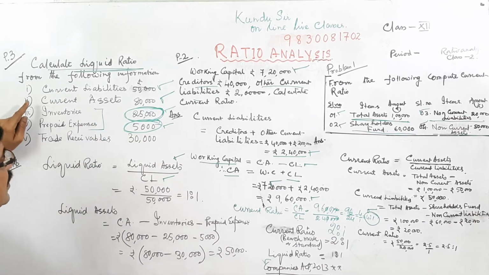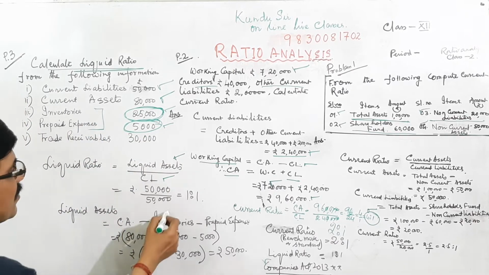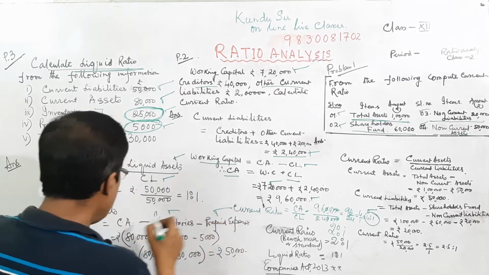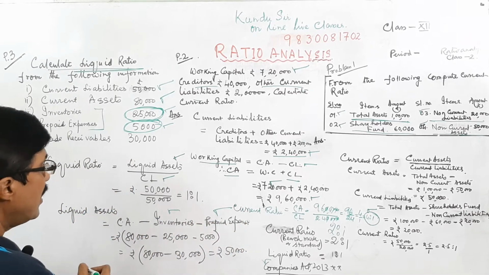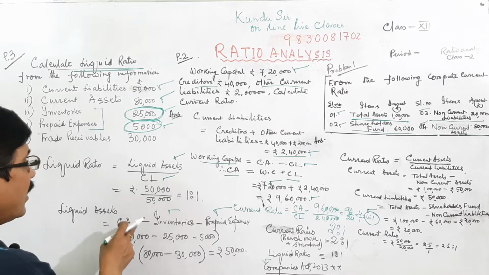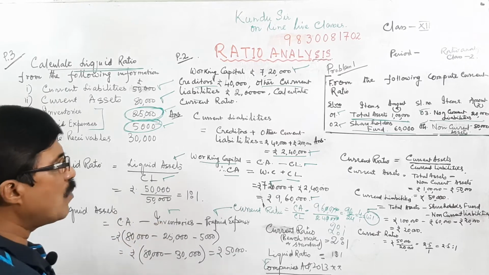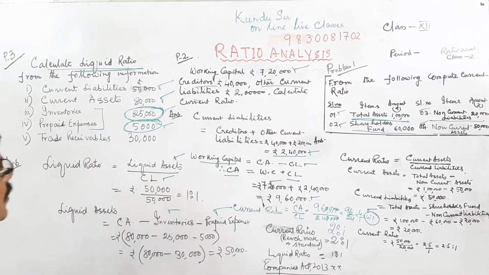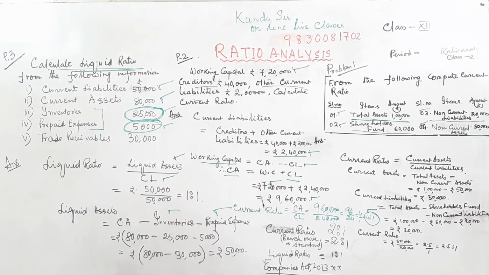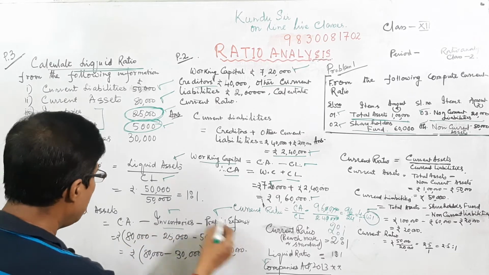So, from the current asset, if we deduct inventories and prepaid expenses, then we will get liquid asset. Liquid asset equals current asset minus inventory. Inventories may be stock of raw material, stock of WIP, stock of finished goods, whatever they may be, but they are not to be considered as liquid asset because it is not easy to liquidify immediately. So, these items are to be deducted from here.